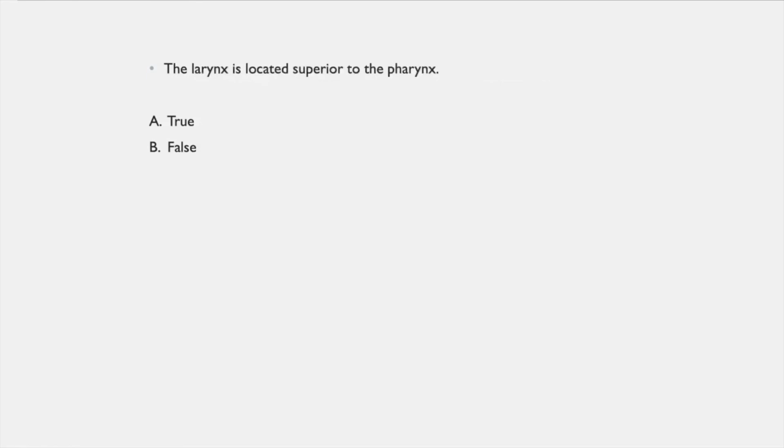And last one, number 5, another true or false. The larynx is located superior to the pharynx. True or false? And the answer is false. The larynx is inferior to the pharynx. Remember that it connects the pharynx to the trachea. So from superior to inferior is pharynx, larynx, trachea.